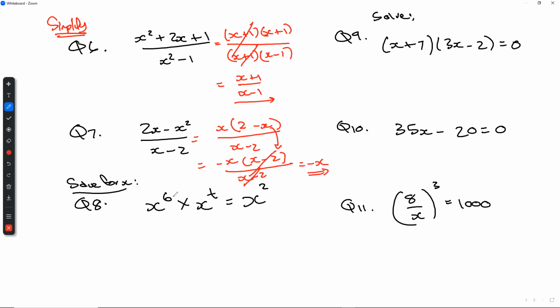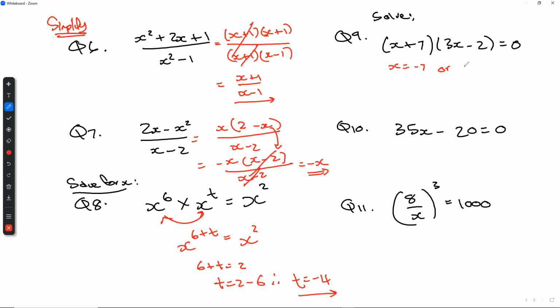All right. Here we're solving for x. Let's get these two in a single base, x to the power of 6 plus t. And this is x to the power of 2. So this is going to be 6 plus t equals 2. And so t equals 2 minus 6. t equals negative 4. Over here, x equals negative 7. Or 3x equals 2. Divide by 3 on both sides. x equals 2 over 3.